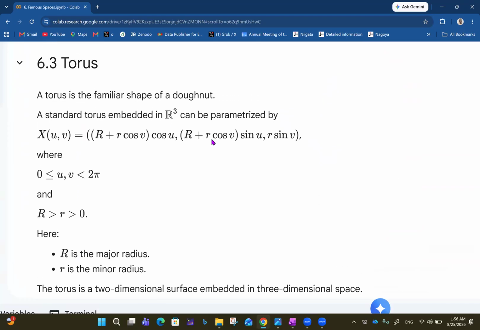A standard torus embedded in R³ can be parameterized by X(U,V), which is (R + r cos V) cos U, then (R + r cos V) multiplied by sin U, and then r sin V, where U and V lie between 0 and 2π, between 0 and 360 degrees. And big R is bigger than small r, which is bigger than 0. Here, big R is the major radius and small r is the minor radius. The torus is a two-dimensional surface embedded in three-dimensional space, just like a sphere.